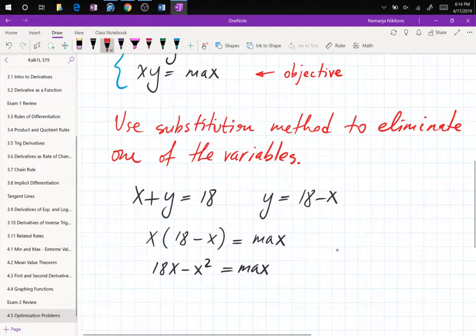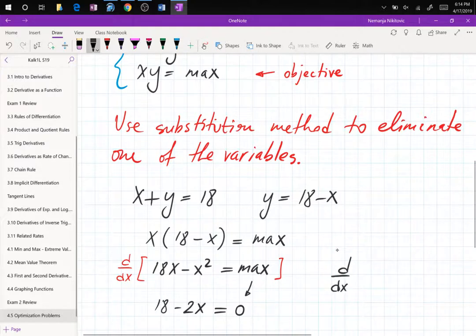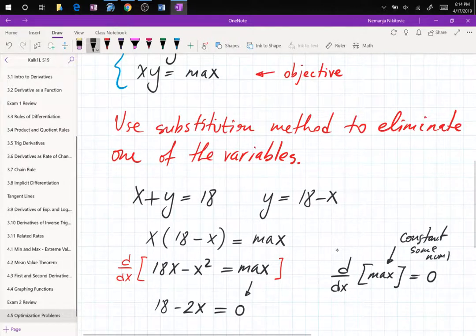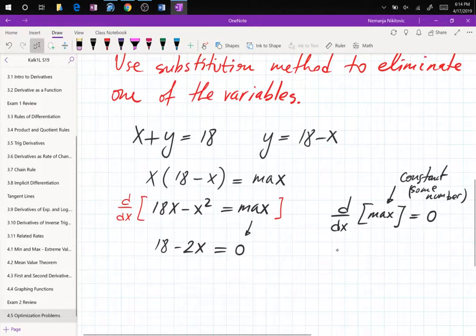As soon as I take the derivative of this in respect to x, I'm going to get 18 minus 2x is equal to 0, because the derivative of max, which is a constant, is 0. Constant, it's some number. And look, x equals 9. We immediately found the number.